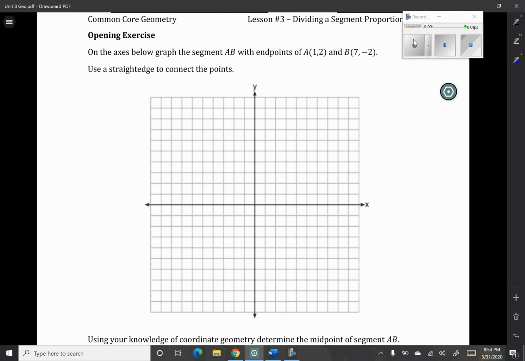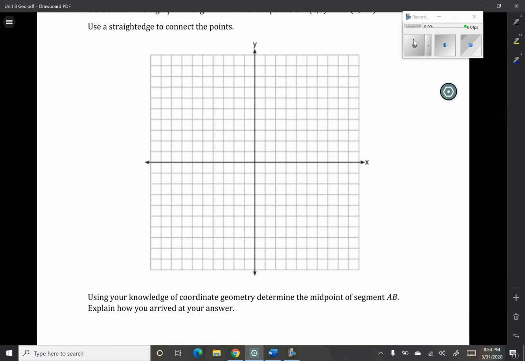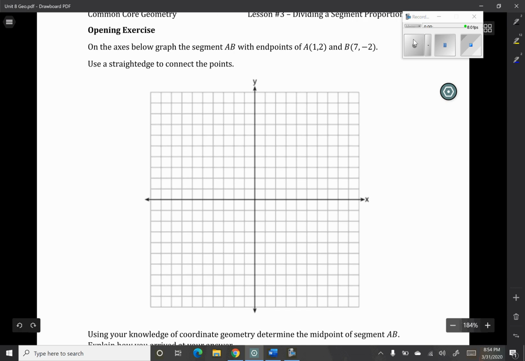So the opening exercise is something that you could totally do by yourself. I'm going to ask you to graph these 2 points, use your straight edge to connect them, and use your knowledge to figure out where the midpoint of the segment is. So go ahead, pause the video, graph your points, and see what you get. All right, so let's see how you did.